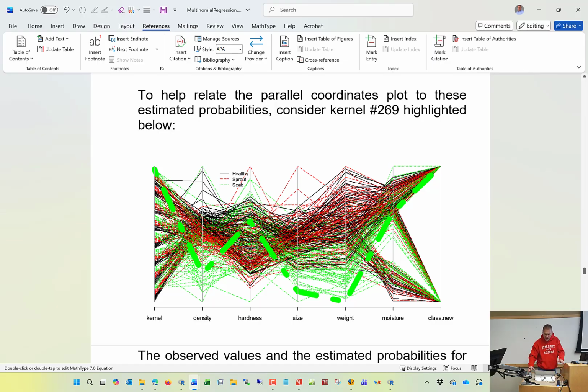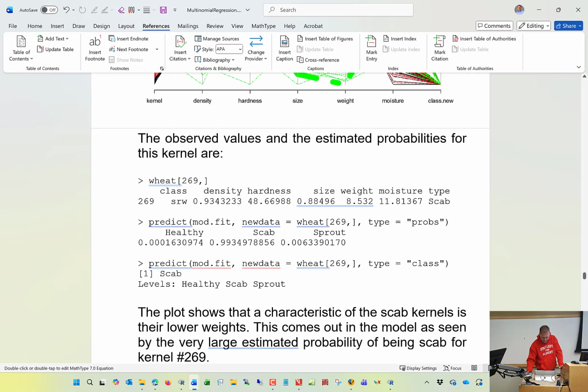Let's see if the model actually does that. So here is 269. When I say predict, and notice I use newdata equal, I just want observation 269, and look at how high that probability is for scab. Again, that should make some intuitive sense because we see how extreme this particular observation is. You would hope your model would do something like this to have such a high probability, and in fact, it does.